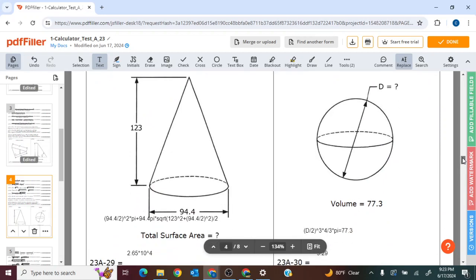29. The surface area of a cone. Well, there are two parts of this surface area. Actually, you know what? There's probably a better way. Now I'm thinking there's a way better way to do it.